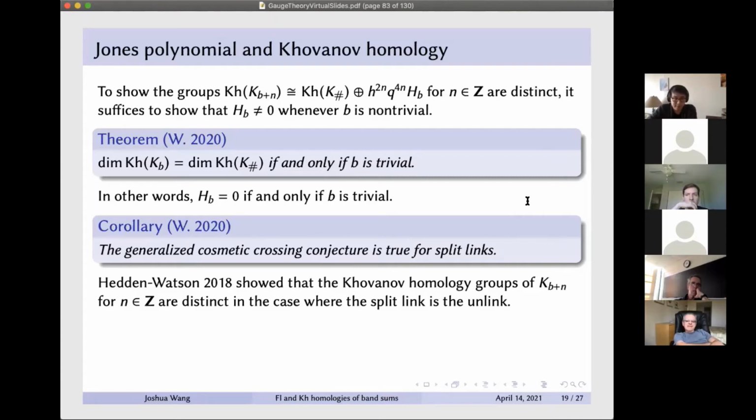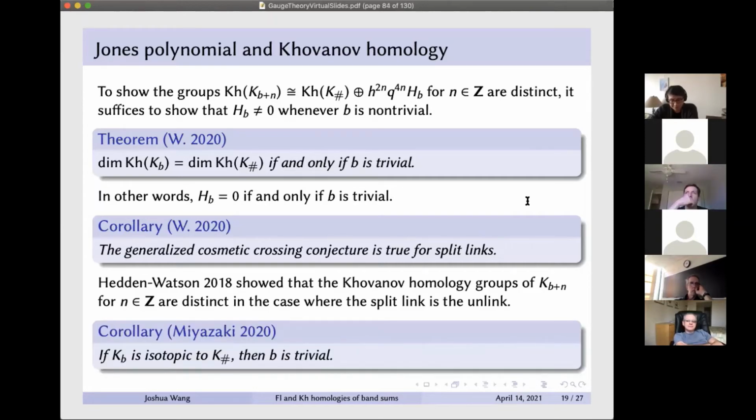Okay, and I'd also like to point out a small subtlety here. So if you take a non-trivial band, you form KB. A priori, it could be isotopic to K sharp, because triviality of the band is defined in terms of the existence of the splitting sphere. It's not defined in terms of what knot you get. Miyazaki shows that, in fact, if KB is isotopic to K sharp, then the band had to have been trivial. And it also follows from this result up here, because this condition is that the band is trivial. The condition is not that KB and K sharp are isotopic.